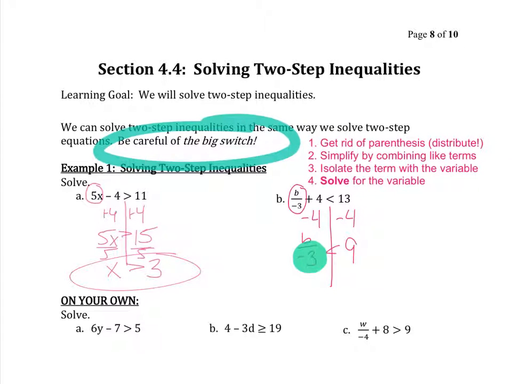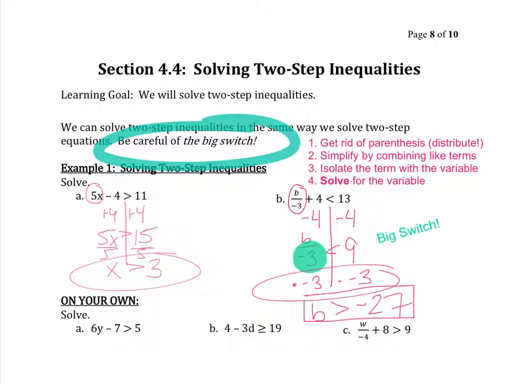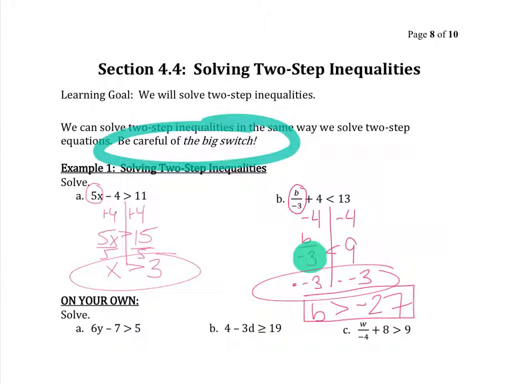We have b divided by a negative 3. So when we go to undo, we are going to have to multiply both sides by negative 3. Remember, this multiplying by a negative value is where we have our big switch, which means after we multiply that 9 by the negative 3, we're going to have to flip over that inequality. So now our answer is going to read that b is greater than negative 27. It's such a small but important step, so whatever you need to do to make sure that you remember that anytime you multiply or divide by a negative value that you switch the inequality, be sure you do so.